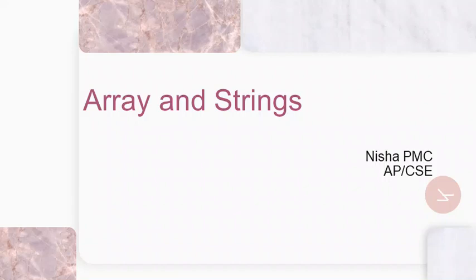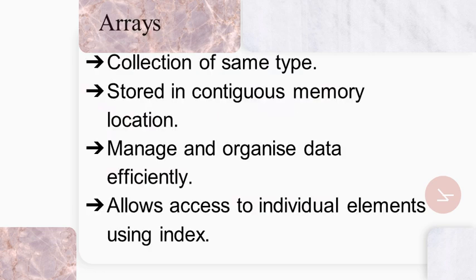In this video we can see arrays and strings in C programming. An array is a collection of elements of the same data type stored in contiguous memory locations. Elements are accessed using an index starting from 0. Arrays can be one-dimensional, two-dimensional, or multi-dimensional.